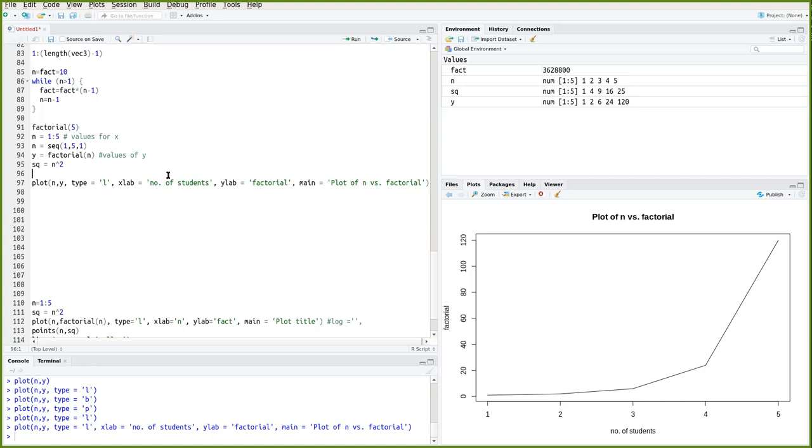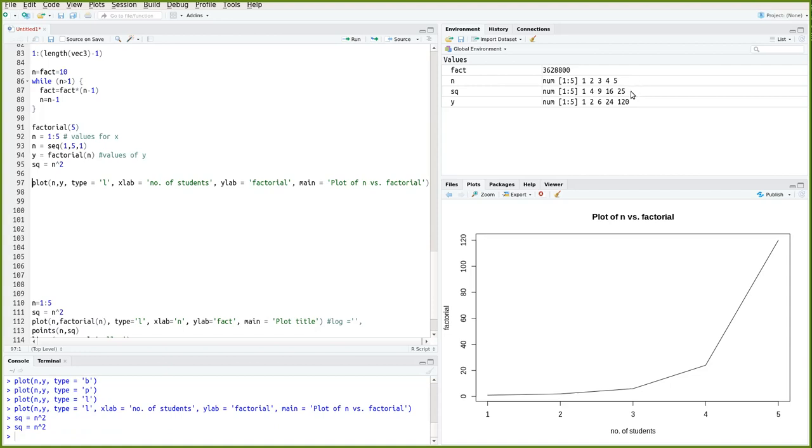So when I do square equals n square, it performs that function. I've already done this, that's why it shows like this. So I did control enter. What it shows is the square of each of these elements. Now I want to plot the square function on the same plot. I can do it two ways. I can either plot points, or I can plot a line.